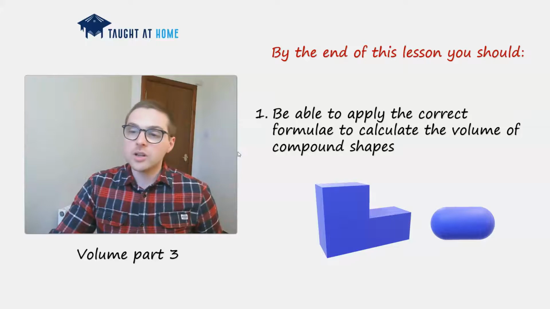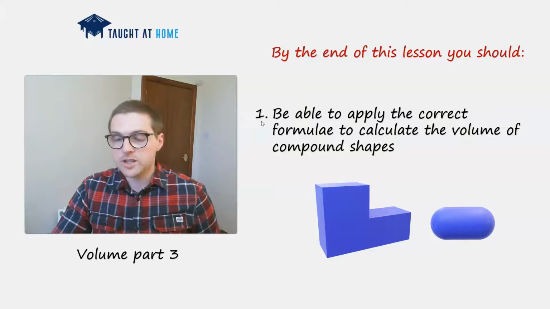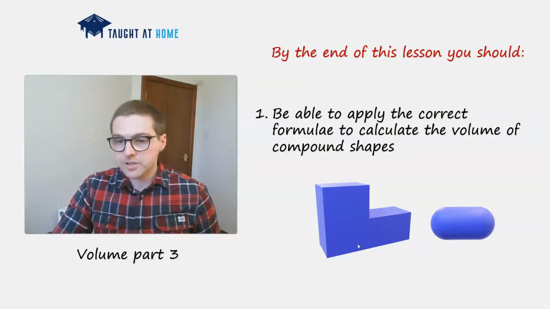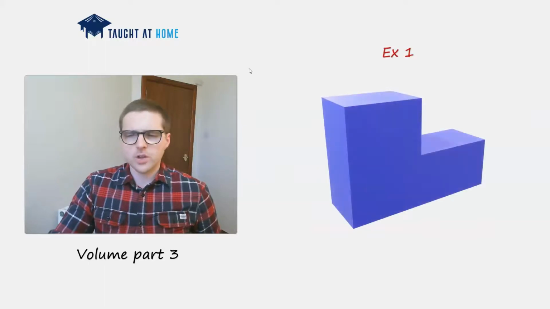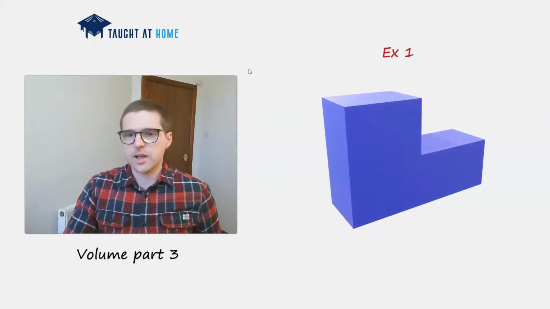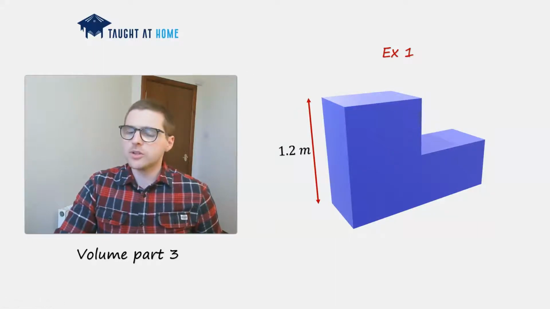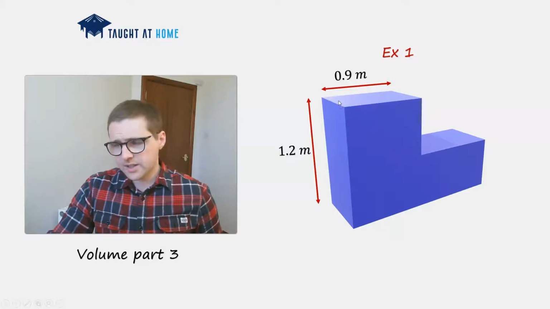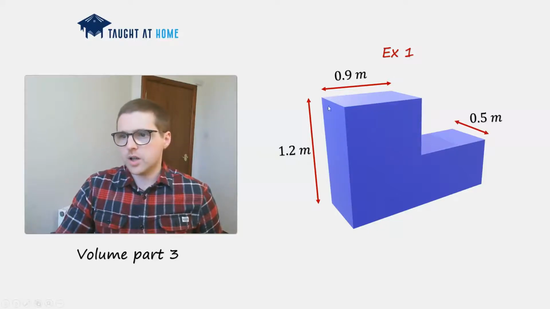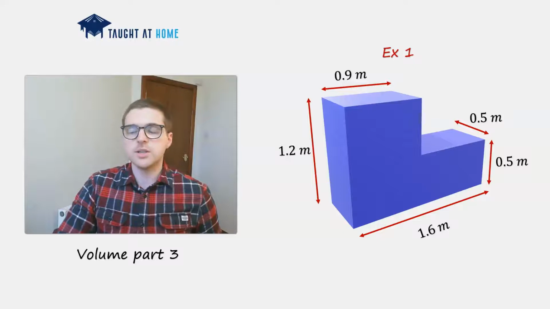Now let's apply our knowledge of volume to find the volumes of more complicated shapes, such as the prisms here. So in this example, we've got a shape and we are given the dimensions. So we're given a height of 1.2 meters, we're given 0.9 meters along this length here, we're given a breadth of 0.5 meters, a height of 0.5 meters here, and a total length of 1.6 meters.